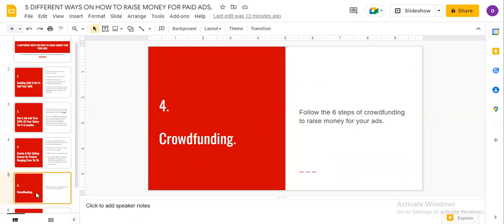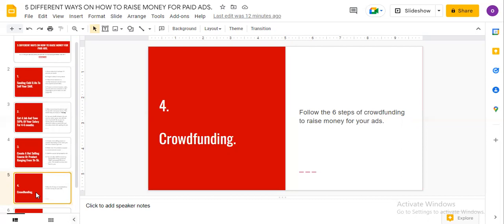Now, crowdfunding is what has actually helped most persons in the online space excel. Now, what is crowdfunding? Crowdfunding is just simply you reaching out to your close friends, your close family members, telling them to help you raise part of the money that you want to use for ad. Now, crowdfunding can only work based on how you position yourself.